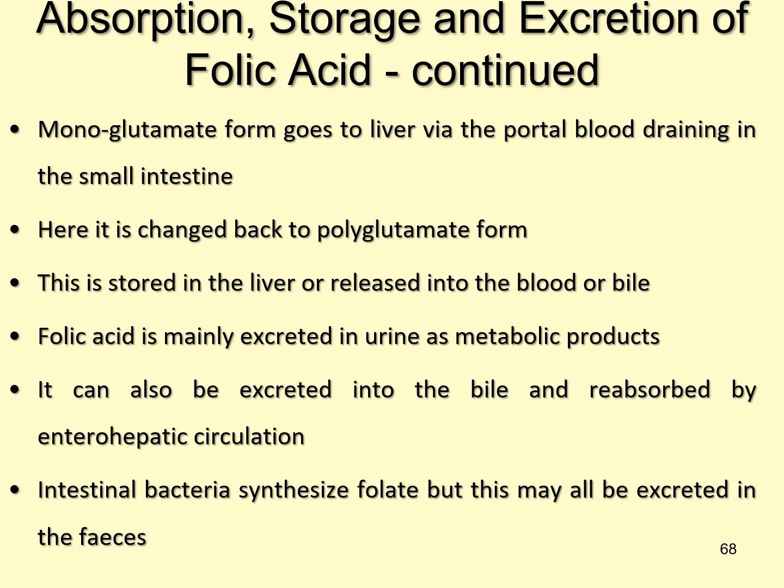The monoglutamate form goes to the liver via the portal blood draining the small intestine. Here it is converted back to the polyglutamate form, and this is stored in the liver or released into the blood or bile. Folic acid is mainly excreted in the urine as a metabolic product, and it can also be excreted into bile and reabsorbed by enterohepatic circulation. The intestinal bacteria synthesize folate, but this may all be excreted in the feces.